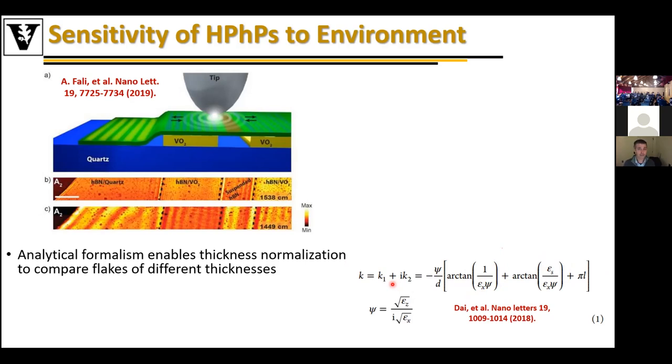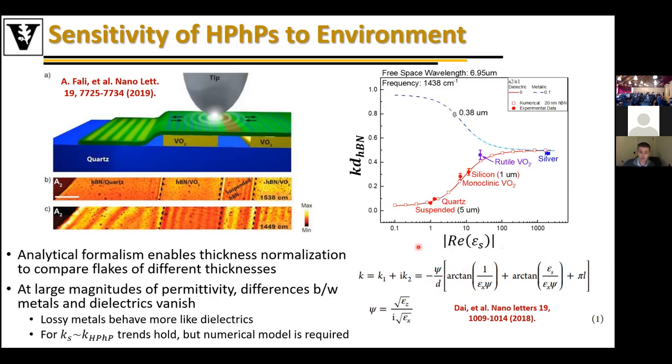But in hyperbolic materials, because of that volume confinement, the wave vector is also thickness dependent. If I change that thickness, I'm changing the total confined volume, and thus the wave vector of that mode will also change. That's this d here. So one of the possibilities is to take that out of this equation and look at the wave vector thickness product, which takes the thickness out, and then you can quantify how the wave vector is going to change as a function of the magnitude of the substrate permittivity.